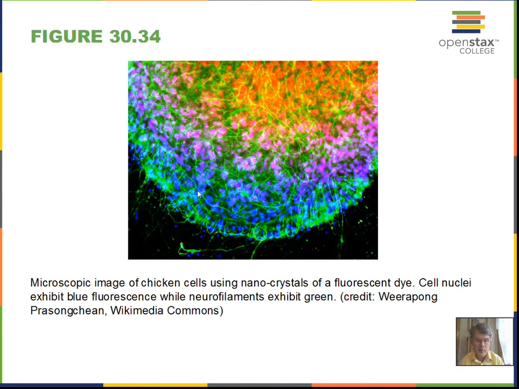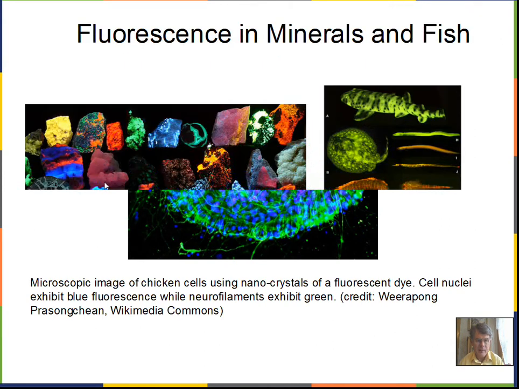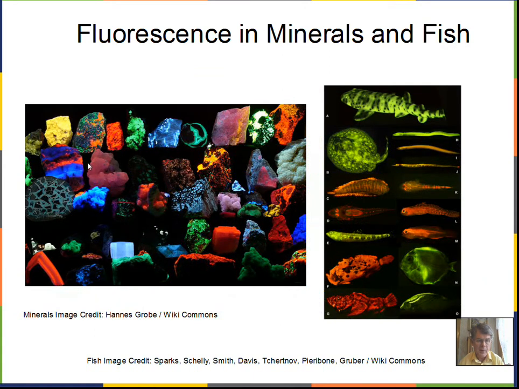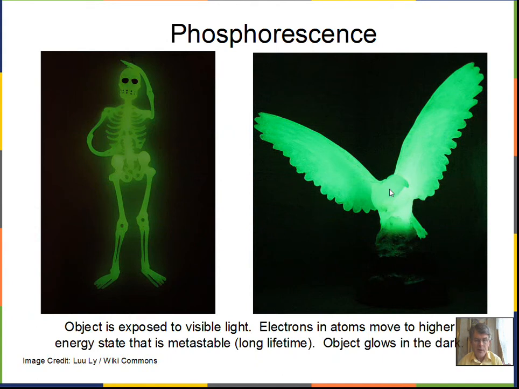Chicken cells with a fluorescent dye added. Some minerals over here, and there are different wavelengths of X-ray light being directed at these different minerals. And then fish. I don't quite know the purpose of fish having the fluorescence effect, but it can be observed. Phosphorescence is a little different.